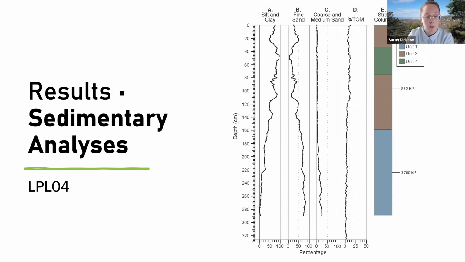We have two dates for core 4, a shell from unit 1, dated at 3,760 years ago, and a piece of plant material in the first unit 3 segment, dated at 830 years ago. This is the only unit 3 date that we have, actually.